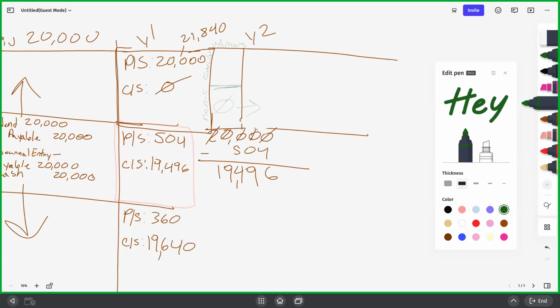Can y'all read it on the big screen back there, or is it too light? It's all right? Okay, cool.